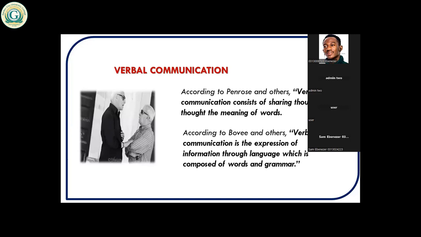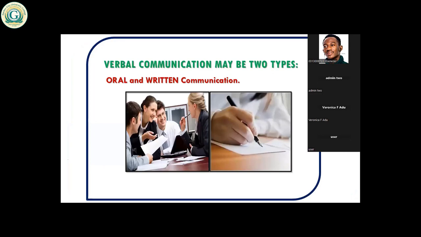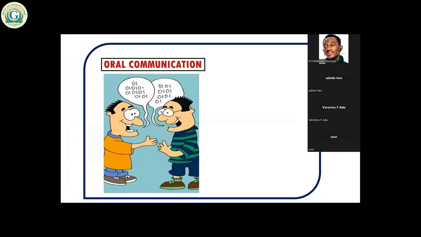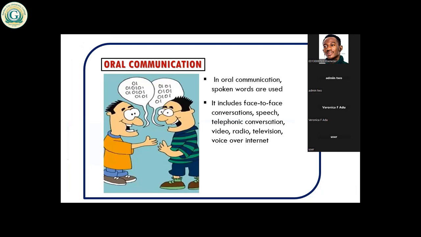Then, what is verbal communication? We have oral and written communication. As you can see from the screen, one person is writing and this one is sharing information verbally with her colleagues. In oral communication, spoken words are used, and it includes face-to-face conversations, speech, telephone conversation, video conferencing, radio, television, voice over internet conversations. And communication is also influenced by the pitch, the volume, speed, and clarity of speaking.